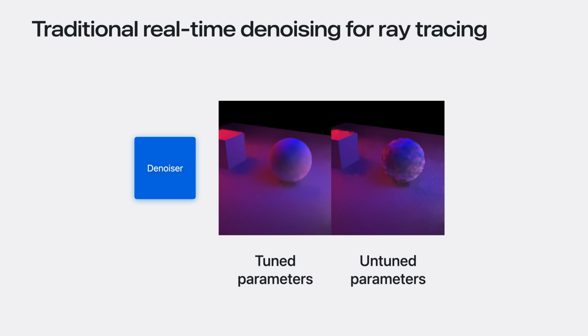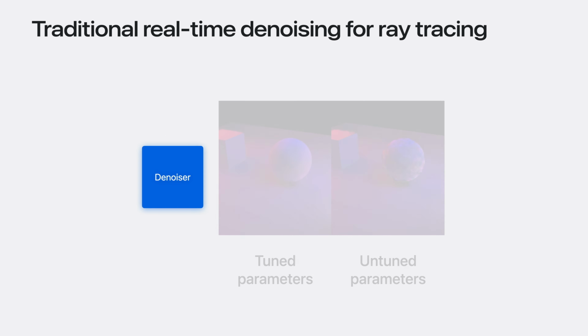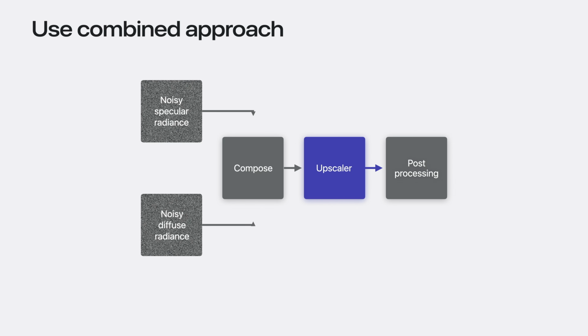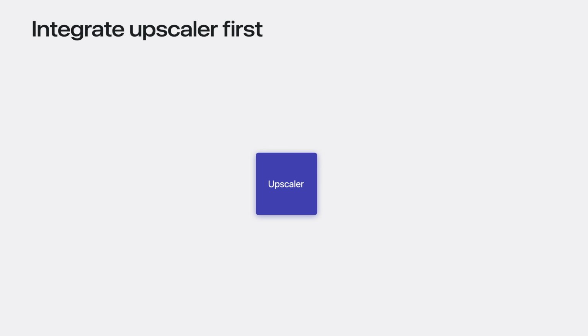Traditional denoisers require separate artistic parameter tuning for each scene. Here you can see how some denoisers look without artist-tuned parameters. In contrast, there is no need to tune parameters with MetalFX denoised upscaler, which is applied after the main rendering and just before post-processing. Machine learning-based techniques in MetalFX provide robust, high-performance, and high-quality denoising and upscaling across many scenarios, and it is easier to integrate.